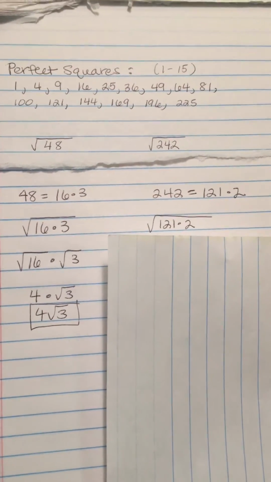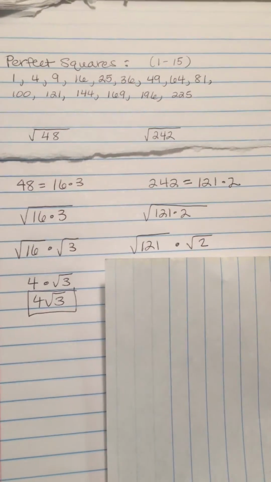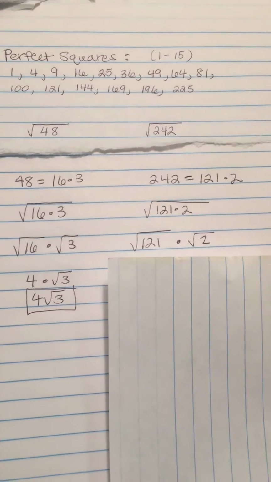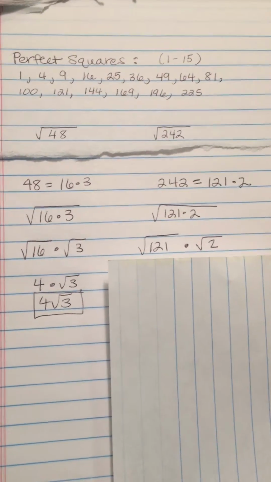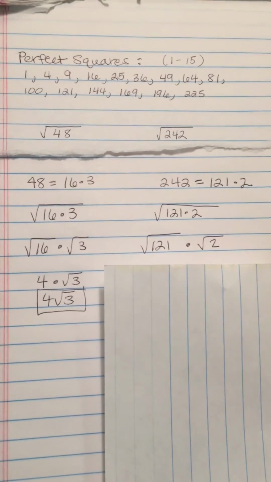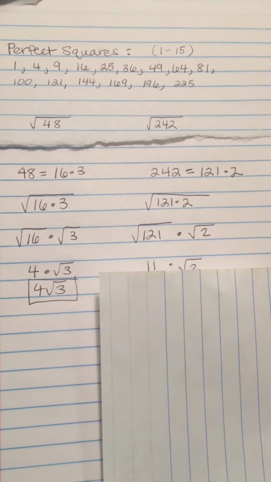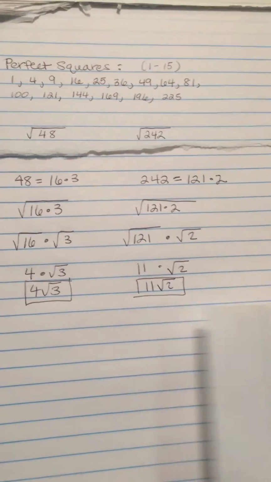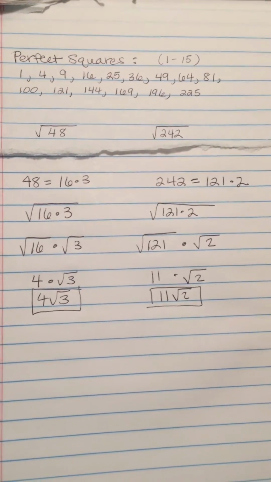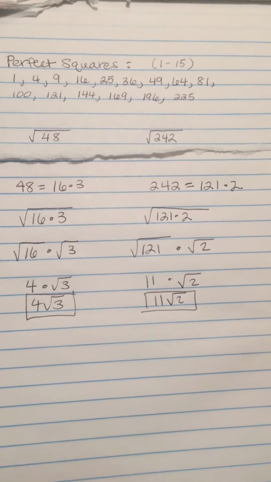Then we are going to rewrite that as the square root of 121 times the square root of 2. Now, we actually know the square root of 121, or we should know that it is 11 squared, 11 times 11. So, because I know this, I can now rewrite this as 11 times the square root of 2, and I can write my final answer as 11 root 2, or you might hear that said 11 radical 2.